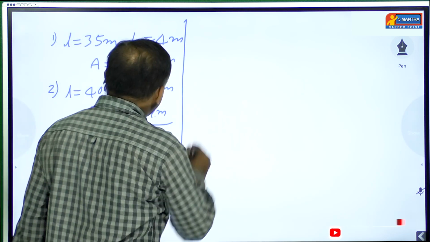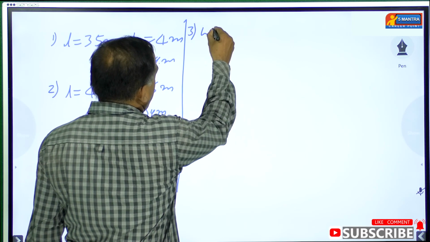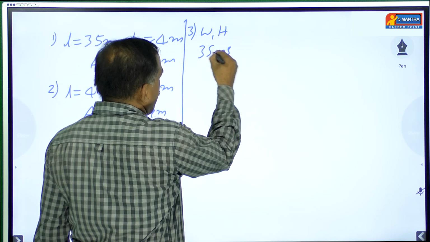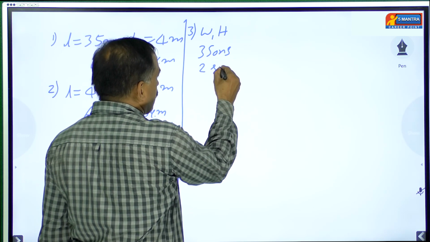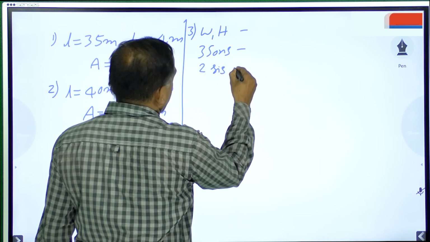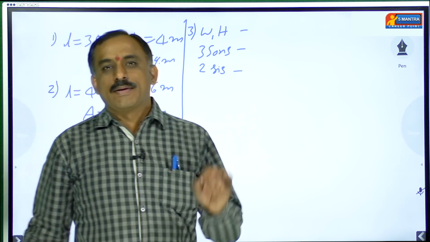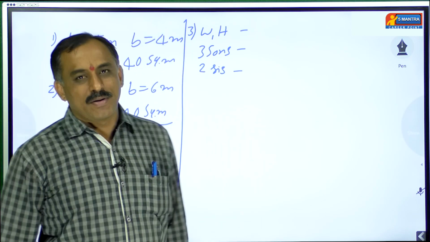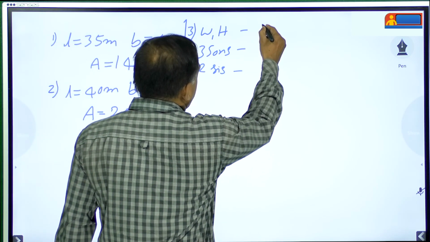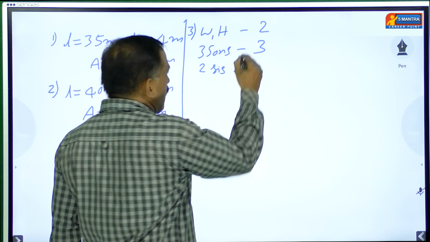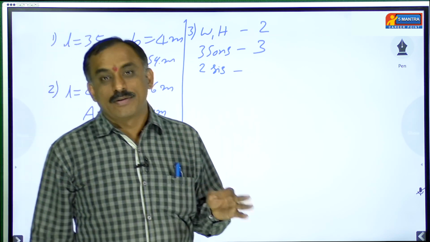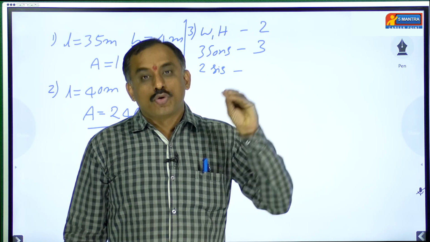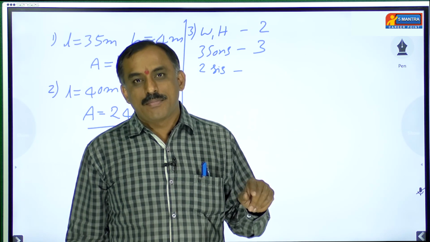Third question. In a family, wife and husband are there. They have 3 sons. Each son has 2 sisters. Now tell me, how many members are there in the family? Wife and husband 2, 3 sons 3. Each son has 2 sisters. It does not mean 3 into 2, 6 sisters. The 2 sisters are common for each and every brother.